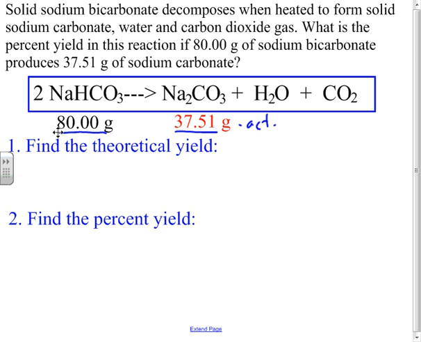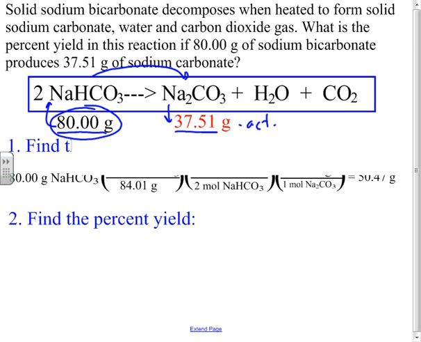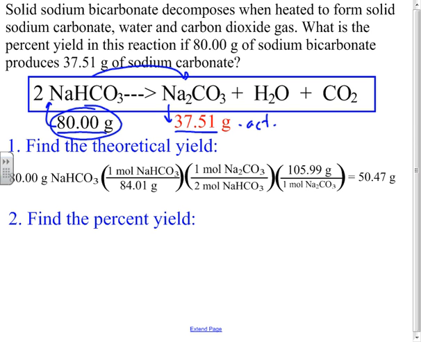That's a pretty typical stoichiometric calculation. We have to go from the initial reactant, grams to moles to grams to figure out how much we could get. So that is what this calculation is going to look like. Again, our initial reactant to moles of that reactant to moles of the product to grams of the product. And so the math says that if we start with 80 grams of sodium hydrogen carbonate, you should be able to get 50.47 grams. But again, this is the theoretical.